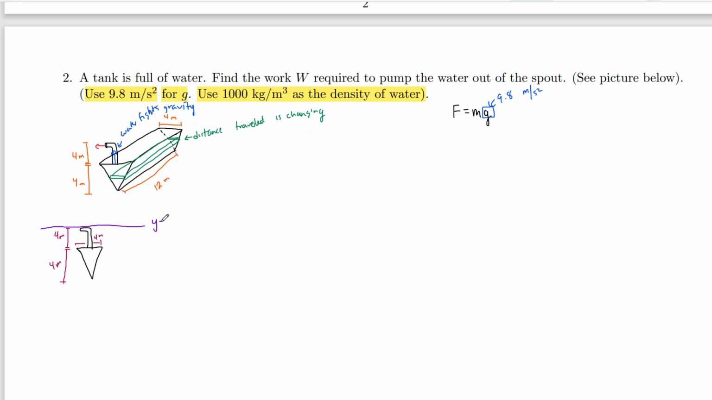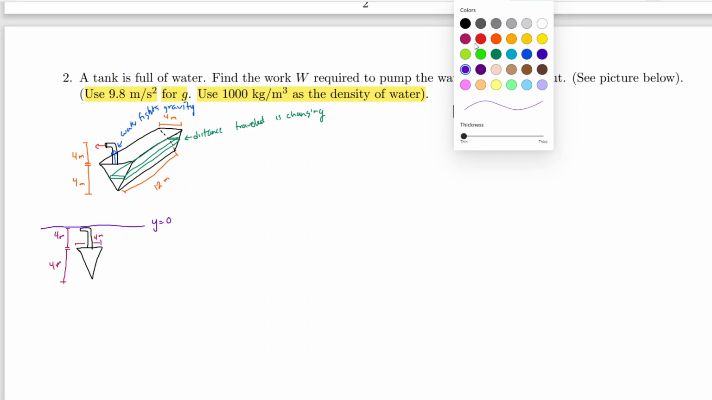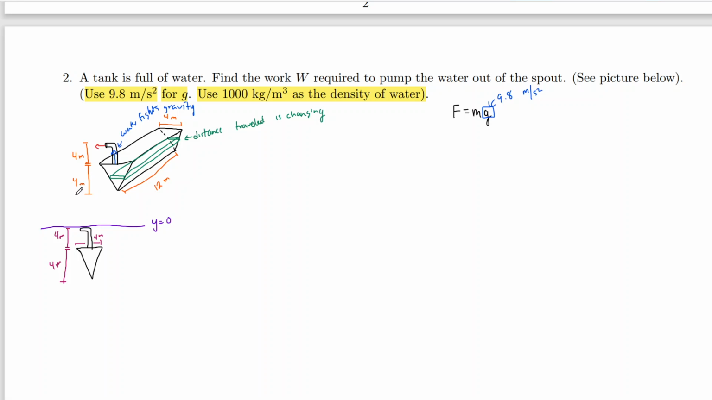So this is my y=0 mark, and y is just going to represent the depth. So I'll draw in a couple more spots here just to explain a little better. So at this point here, where the spout ends would be y equals 4. And then at the bottom, we're 4 more farther down, so this is y equals 8. So y is measuring the depth.